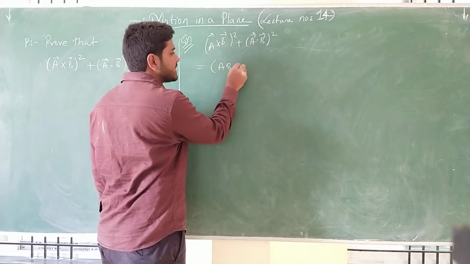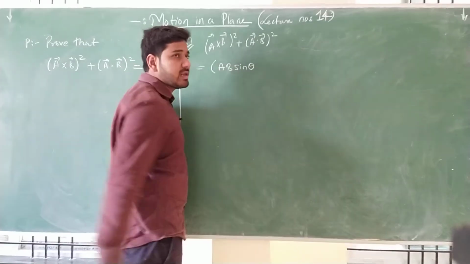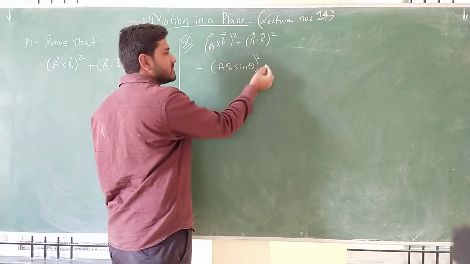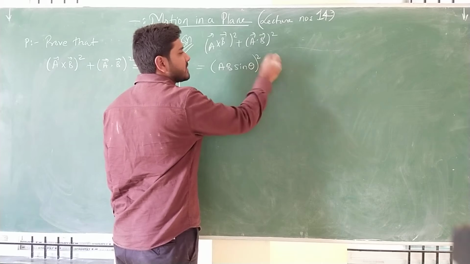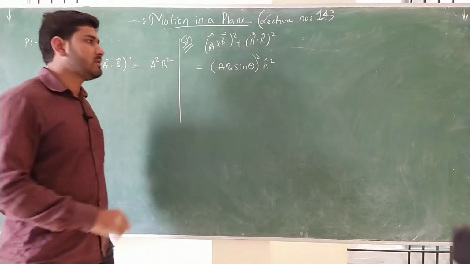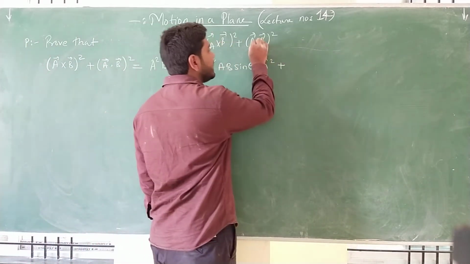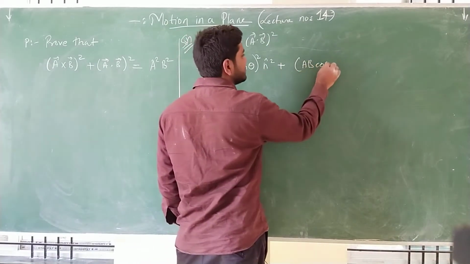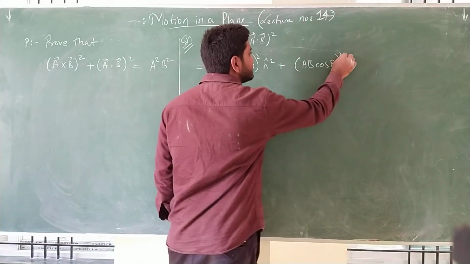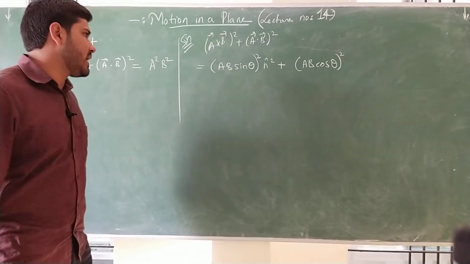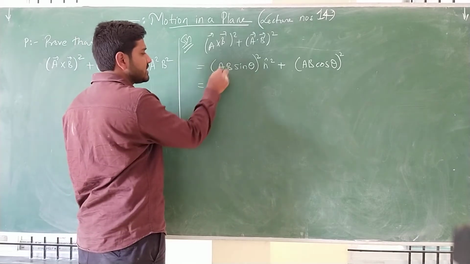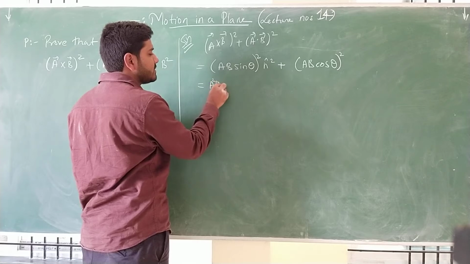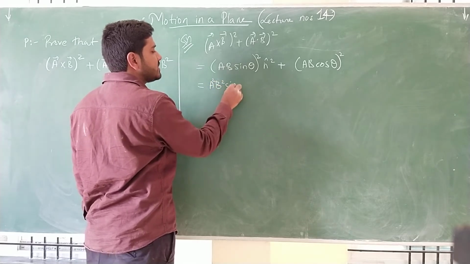AB sin theta into n cap. A cross B whole square is AB sin theta whole square into n cap square. Okay, done. Now let's take A dot B, which is nothing but AB cos theta. A dot B is AB cos theta, and its square. Now just take here AB sin theta whole square, which is nothing but A square B square sin square theta.